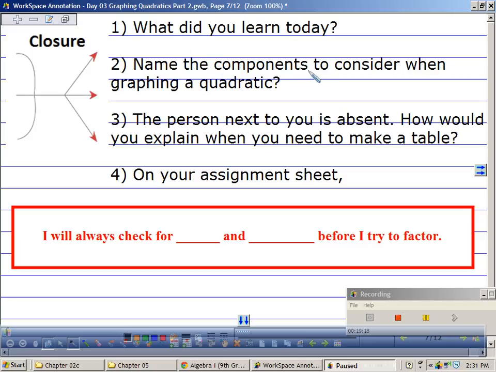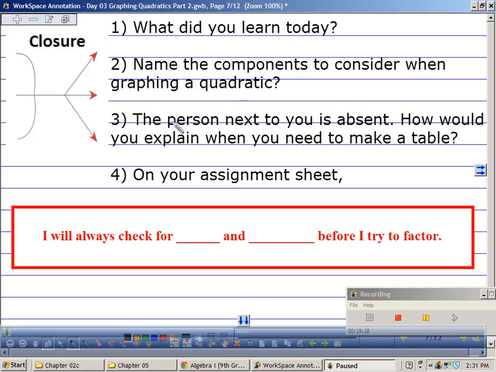All right, listen up. Name the components to consider when graphing a quadratic. What's the first thing to consider? No, that's different. That's when factoring. We're graphing a quadratic. What's the first thing you consider? No, we're graphing. Strictly graphing. The axis of symmetry. Then we go for the vertex. Then we go for the y-intercept, right? So axis of symmetry, then vertex, then y-intercept.